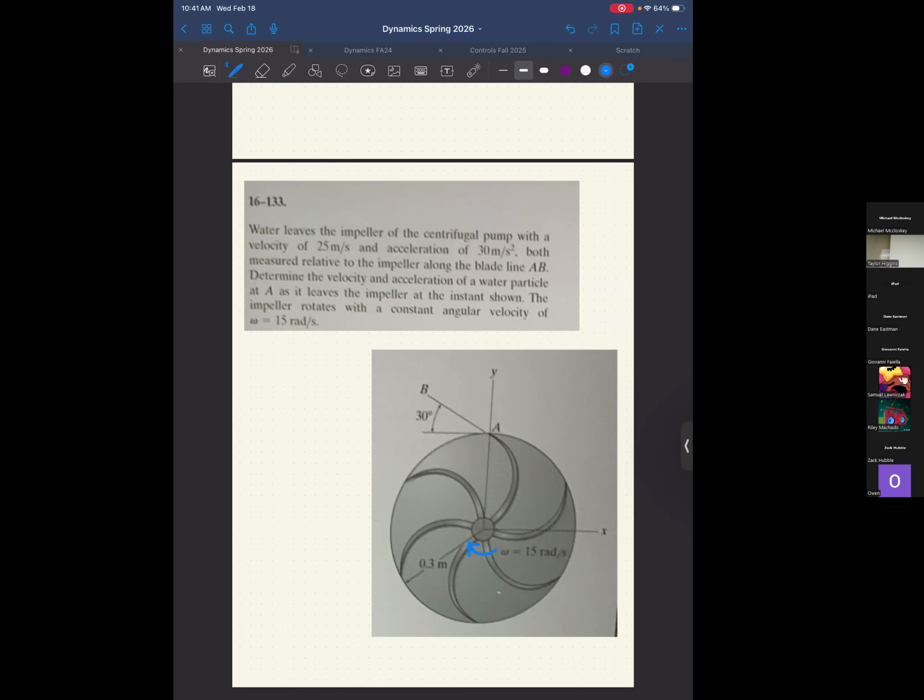Oh, yeah, both measure along the plate line. Yes, okay, so that's giving you the relative velocity between the ant and the... So that would be like B. Yes, in the little last one.